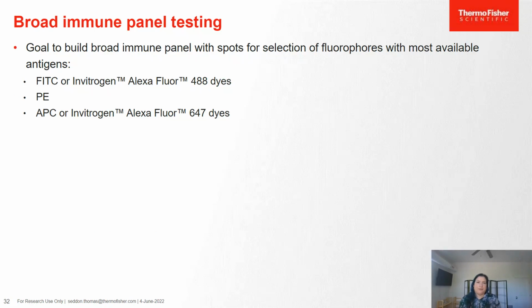I set a goal to build a broad immune panel with spots for selection of fluorophores with the most available antigens. So thinking about FITC or AlexaFluor 488, PE, and APC or AlexaFluor 647. And the idea is that, as we go along in immunology, someone is always discovering the next important molecule that's going to be important for your work. And so leaving a space already built into the panel so that you can drop in what you need is pretty important, to be thinking ahead so that you're ready for that.